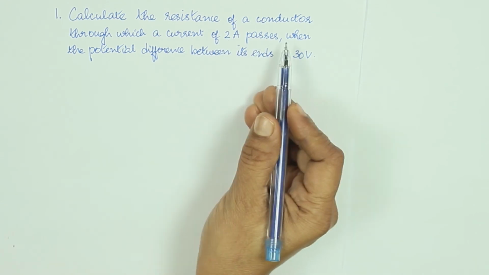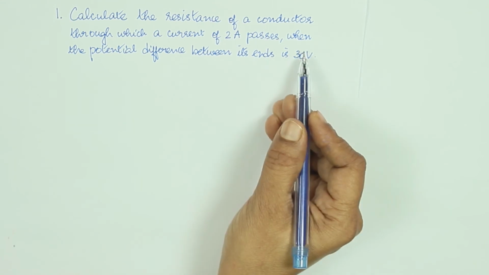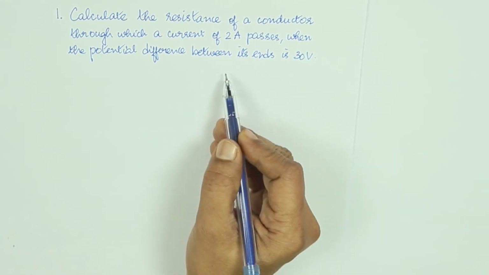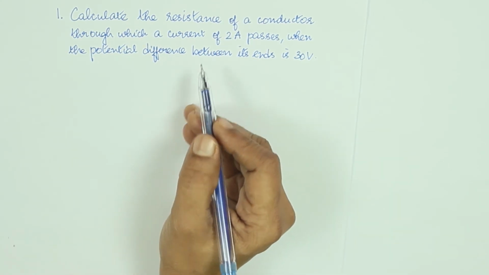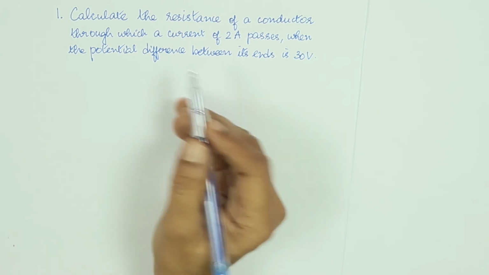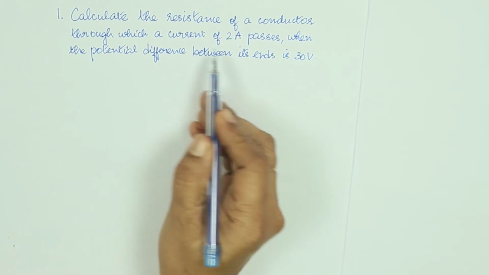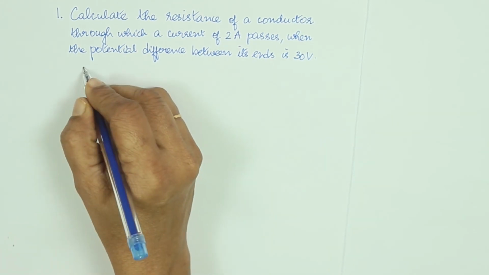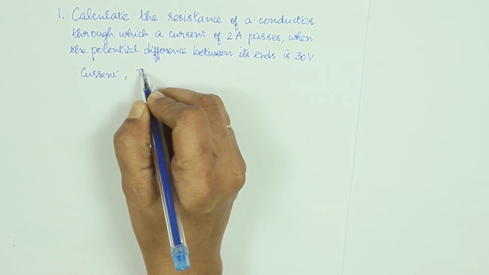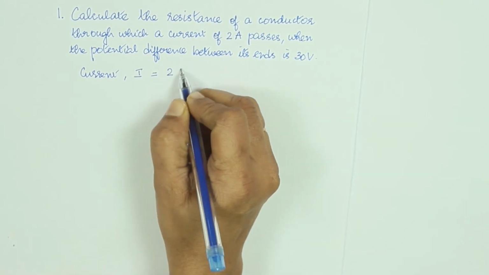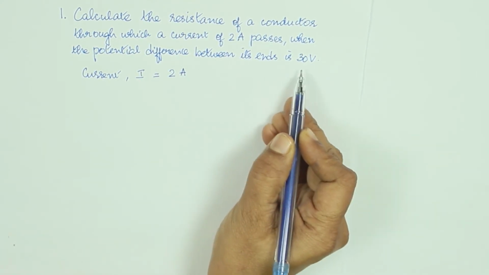Calculate the resistance of a conductor through which a current of 2 ampere passes when the potential difference between its ends is 30 volt. So first ஒரு problem கொடுக்கும்போது அதை read பண்ணிட்டு அதில் கொடுத்துருக்கிற quantities-ஐ முதல்ல எழுதிக்குவோம். இந்த problemல பார்த்தீங்கன்னா current கொடுத்துருக்காங்க. Current is equal to 2 ampere. So we'll write current, it is given by the symbol I, equal to 2 ampere. Then the potential difference between its ends is 30 volt.